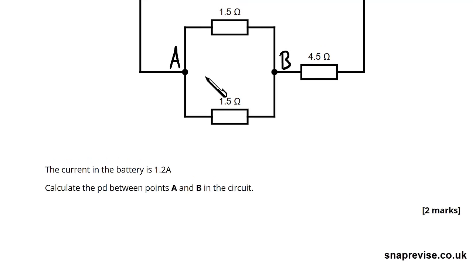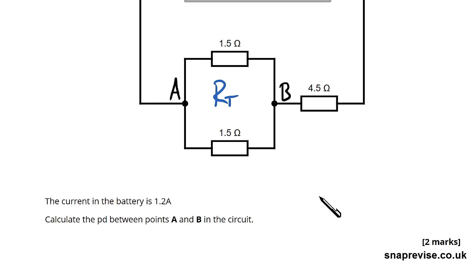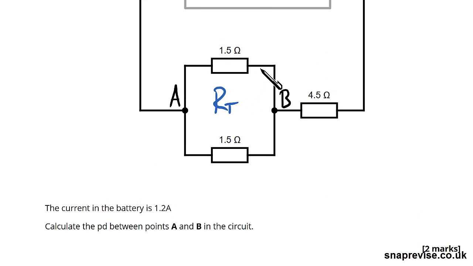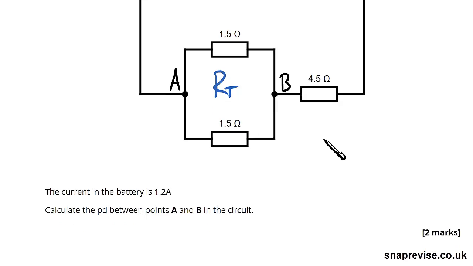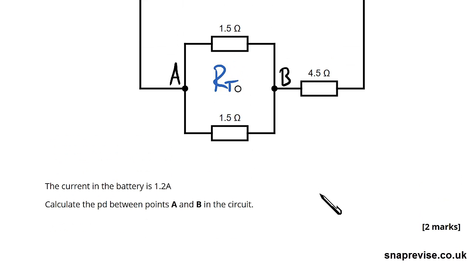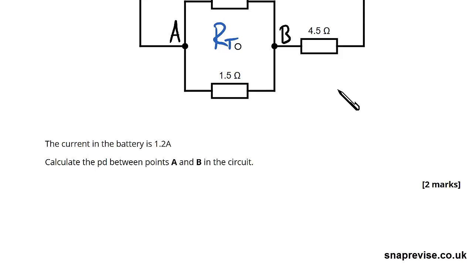We know that we just need to find the total resistance of these two components. We'll call that RT. Remember, we've got the formula 1 over RT equals 1 over this plus 1 over that. That gets us an expression for the resistance here. And then, from V equals IR, we can find the potential difference. So let's just write this all down.